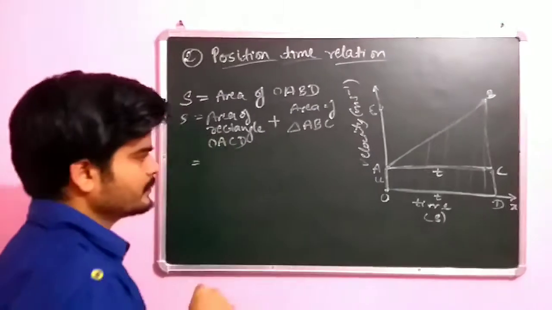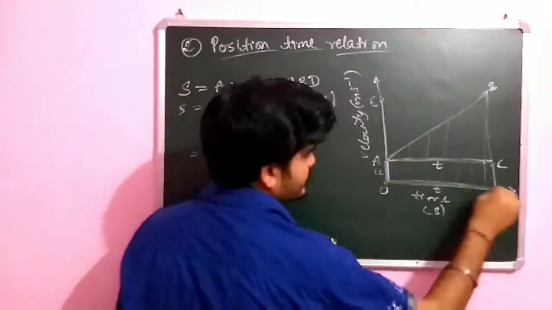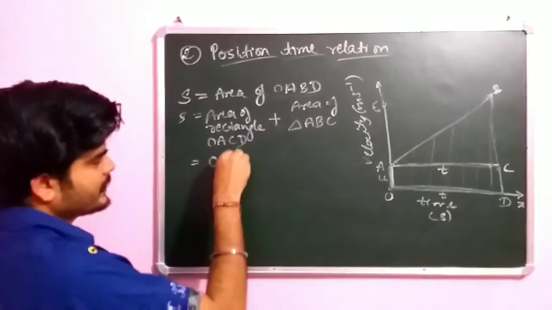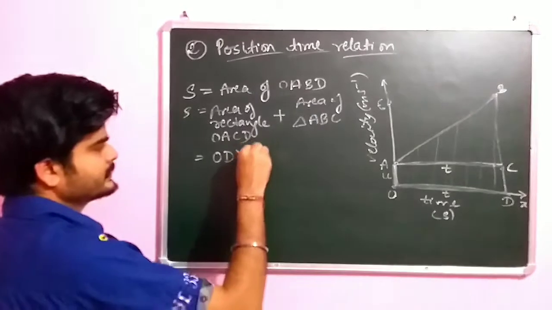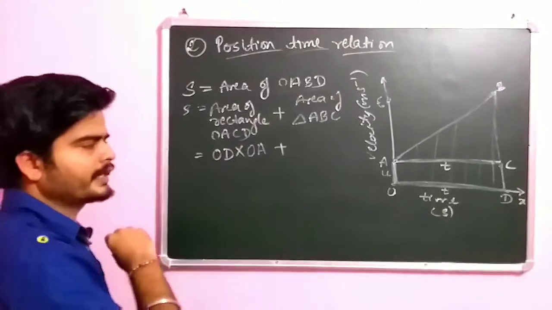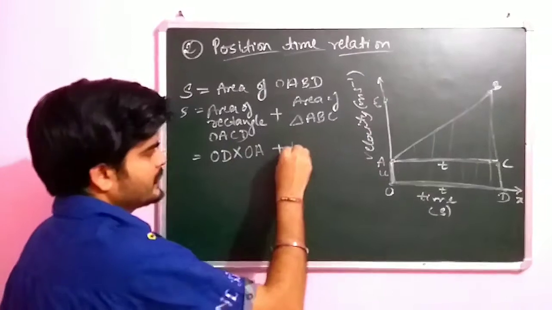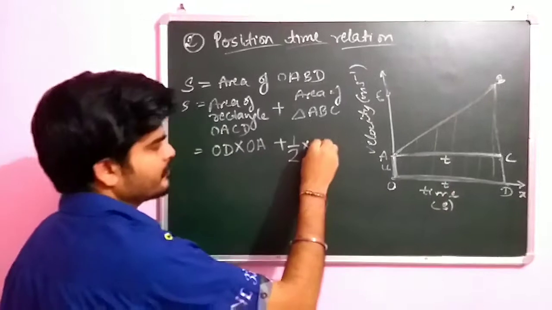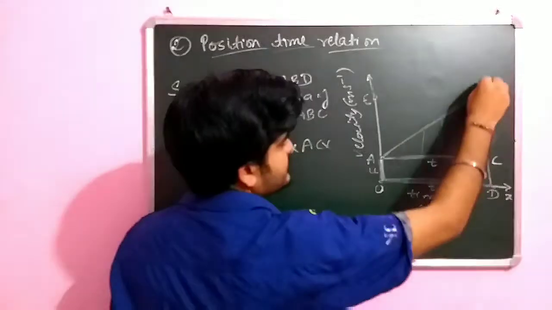This is length into breadth. So this is our breadth and this is our length. Length is OD and OA will be our breadth. OD into OA plus area of triangle. What is the area of triangle? It is half into base into height. Base is AC and height is BC.